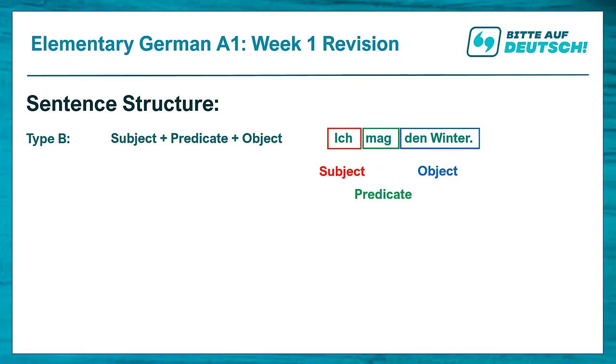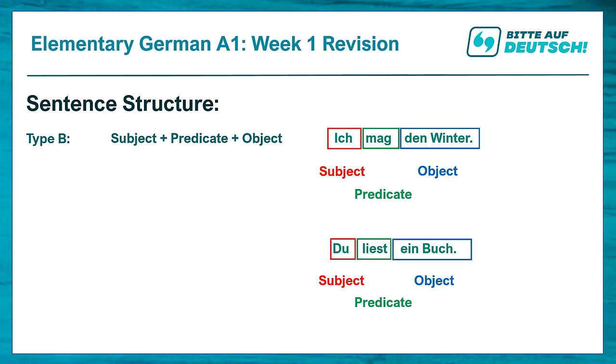Ich mag den Winter. Subject, predicate, object. The predicate being a transitive verb with a direct object. Another example sentence would be Du liest ein Buch. Same structure, same logic. Du, you, is the subject of our sentence. Liest, in this case, is our predicate, which is, again, a verb with a direct object in accusative case. And the noun that we are putting in accusative case here is ein Buch, a book, the object of our sentence.